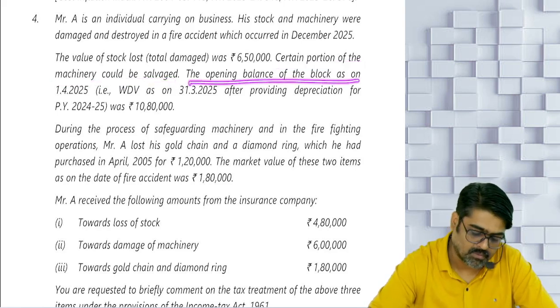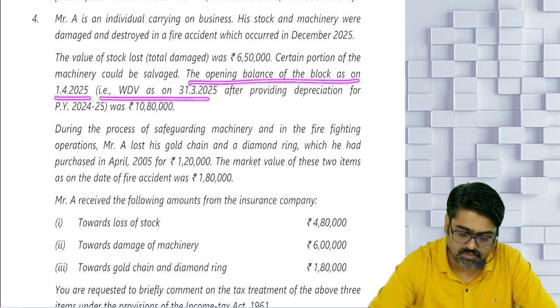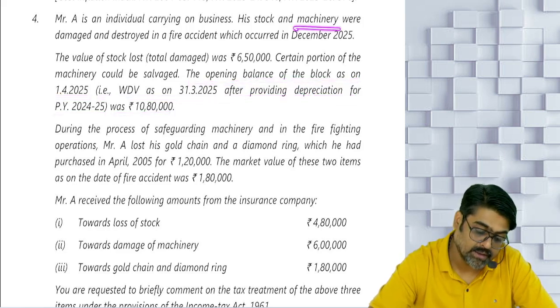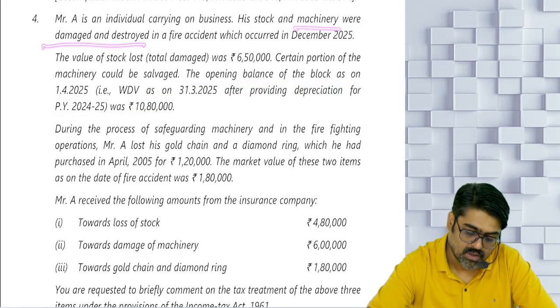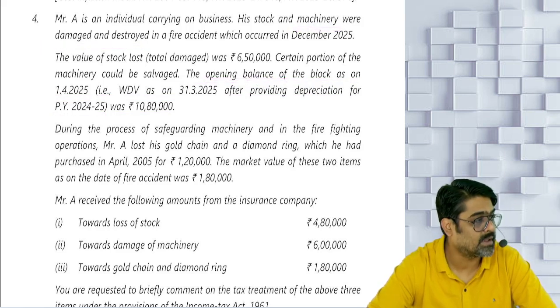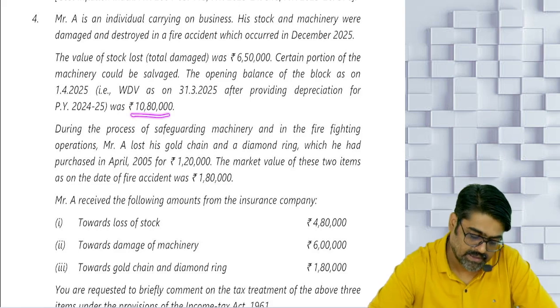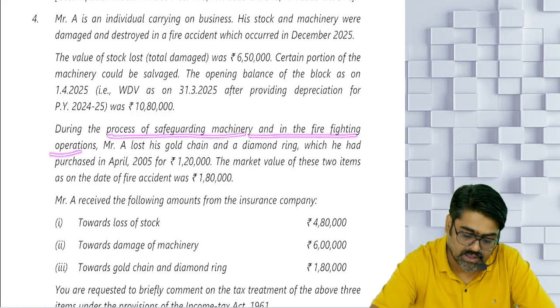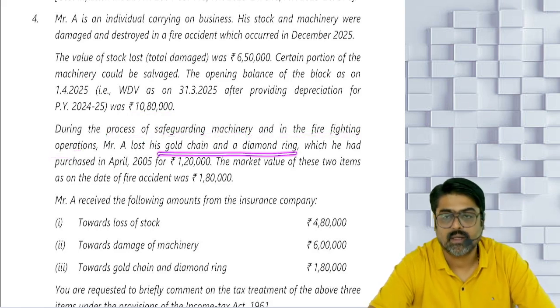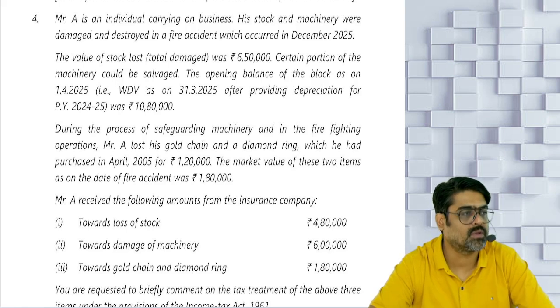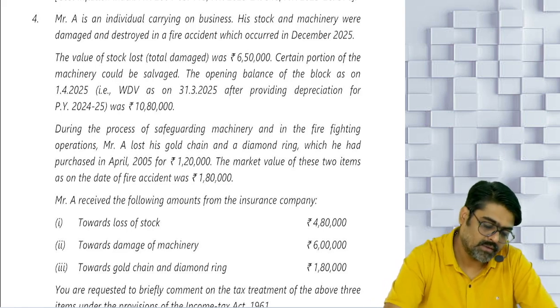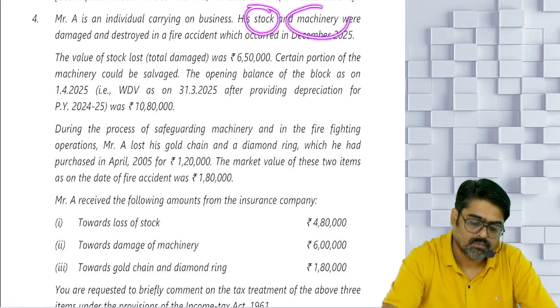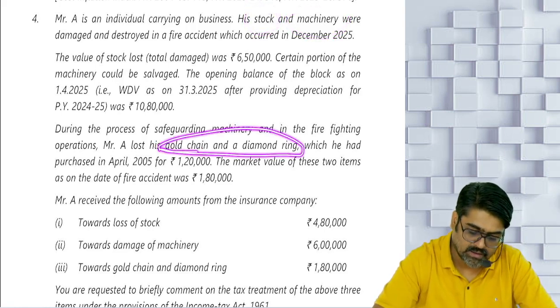The opening balance of the block as on 1st April 25, that is WDV on 31st March 25, after providing depreciation for previous year 24-25, was 10,80,000. So the machinery which got damaged or destroyed, what was the opening WDV of that block of machinery? 10,80,000. During the process of safeguarding the machinery and in the firefighting operations, Mr. A lost his gold chain and diamond ring. So this question tells you about 3 assets: 1, stock; 2, machinery; and 3, gold chain and diamond ring.